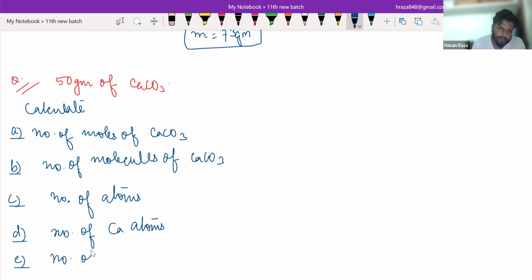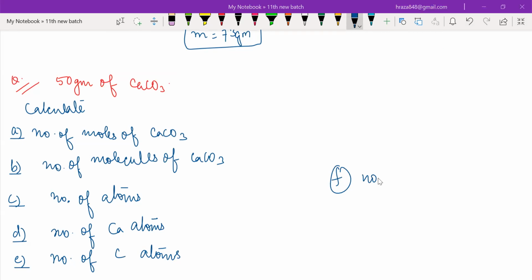Number of carbon atoms. And then F, number of oxygen atoms. You need to calculate all of this. Can you calculate it, or do you need any explanation? I can try. Okay, okay.